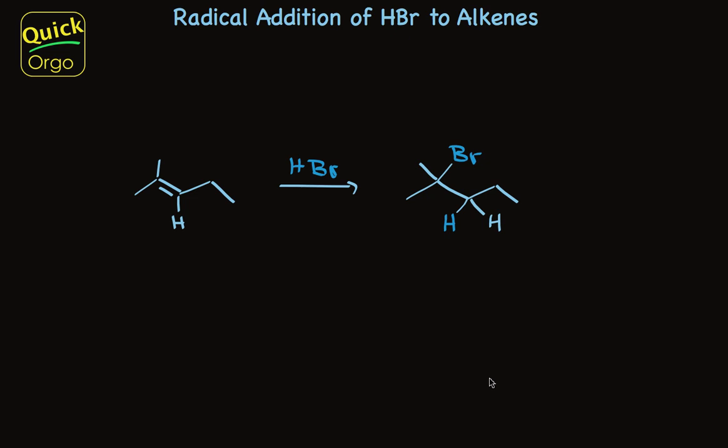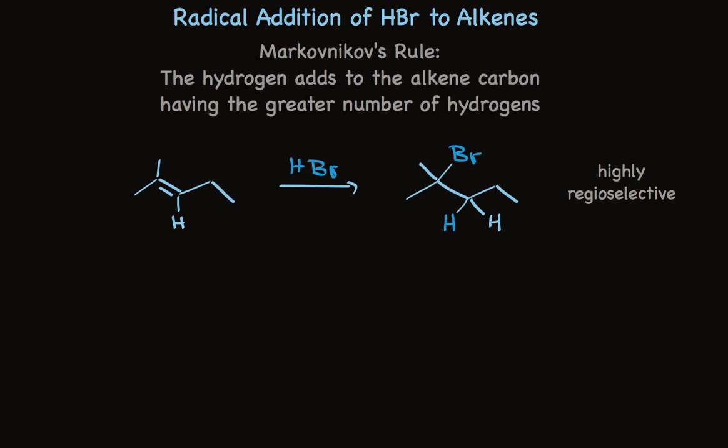Hydrogen bromide adds to alkenes to make alkyl bromides. This reaction occurs with great regioselectivity. We see strong preference for making the alkyl bromide that is more highly substituted. This regioselectivity is summarized in something called Markovnikov's rule, which states that the hydrogen adds to the alkene carbon having the greater number of hydrogens. This is the same thing as saying we make the more highly substituted bromide.